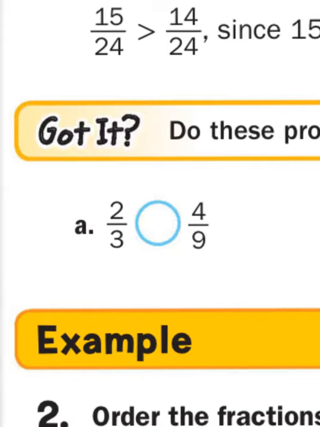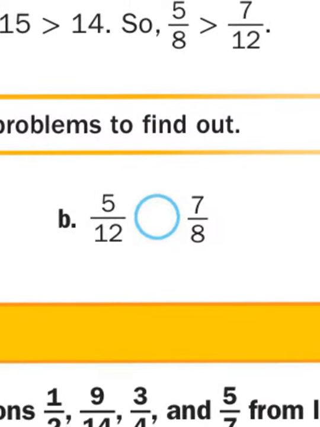All right, let's see how you did. So in A, I'm going to start by multiplying my 2 and my 9, which is 18, and my 3 and my 4, which is 12. So 2/3 is greater than 4/9. Let's go to B. So starting with my cross products, 5 times 8 is 40. That goes up here. And 12 times 7 is 84. That goes up here. Since 40 is less than 84, 5/12 is less than 7/8.